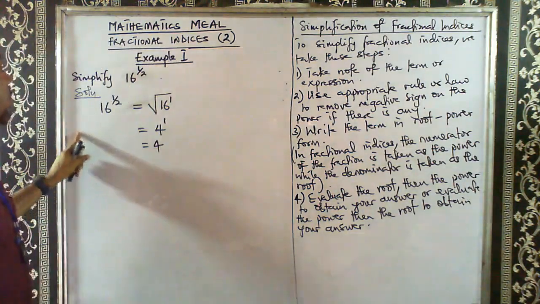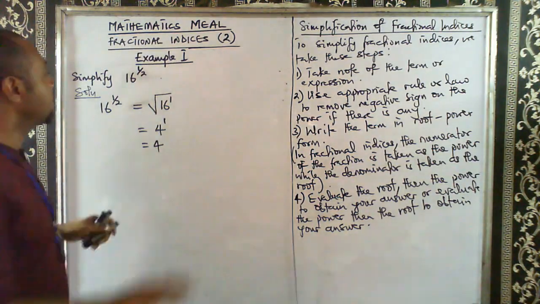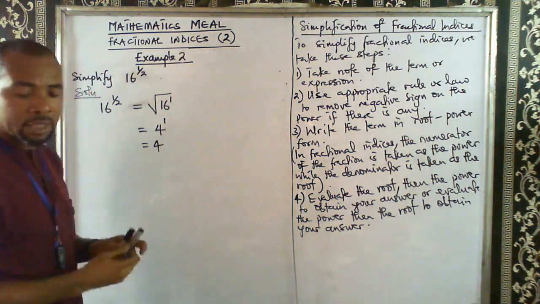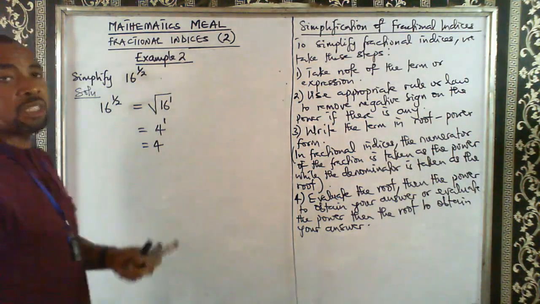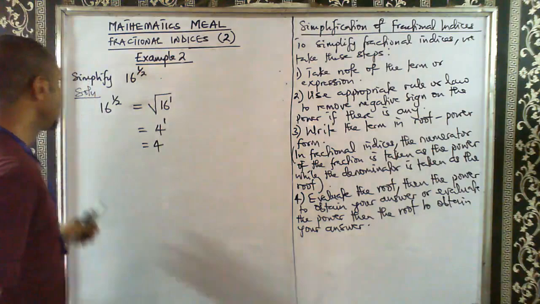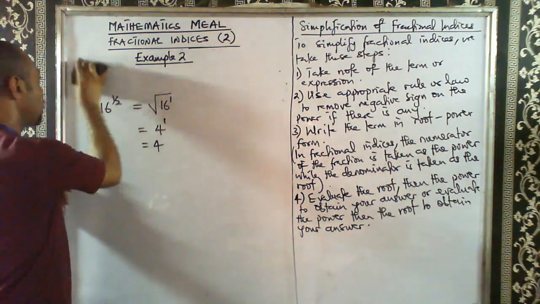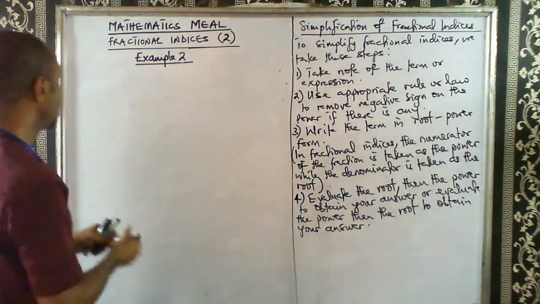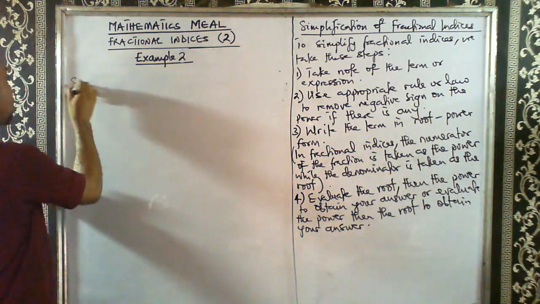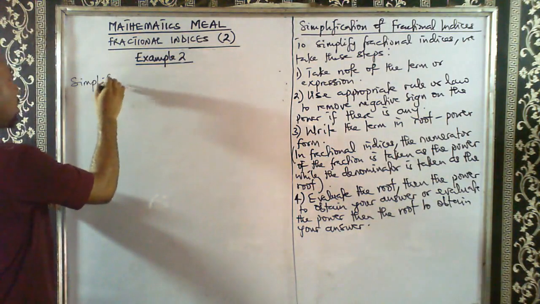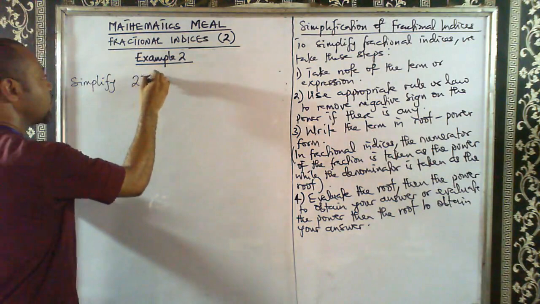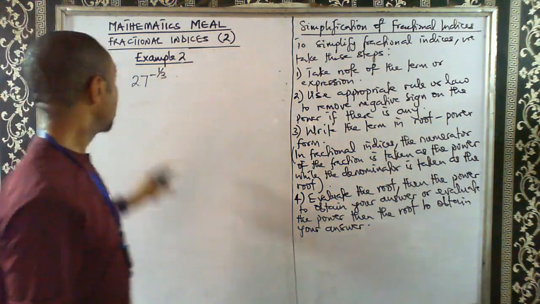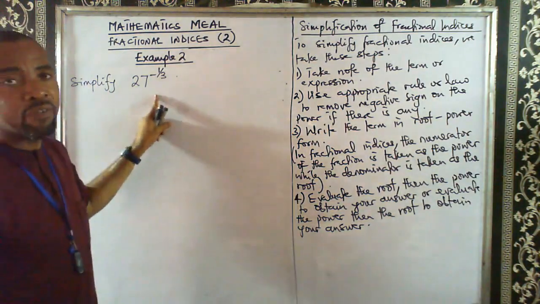So I think this is very clear. So let's take a second example. Example 2. We are starting with the elementary examples before we now increase it to harder questions. So if we have to simplify 27 raised to power minus 1 over 3, we have to introduce this so that we'll see a case where we have a negative power.